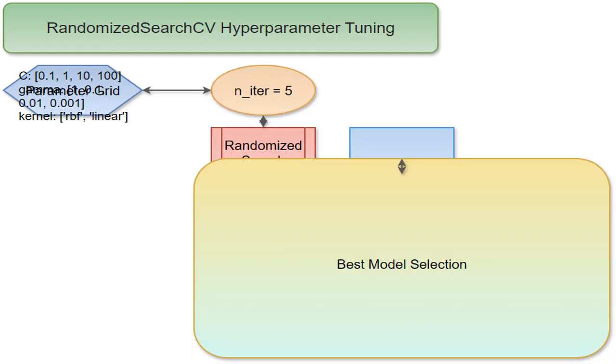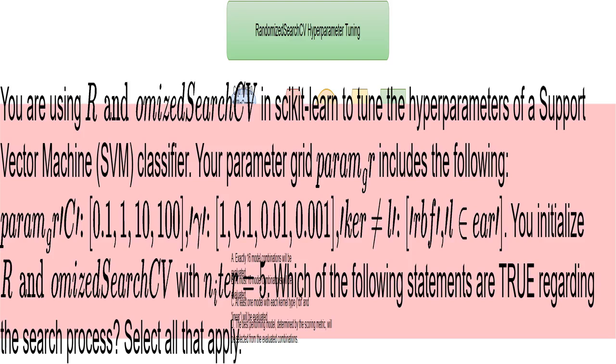After evaluating all 5 models, RandomizedSearchCV selects the model that achieved the best score according to the chosen evaluation metric. This model is considered the best performing model among the 5 sampled, not necessarily the absolute best model over the entire hyperparameter space. This question sets the stage.